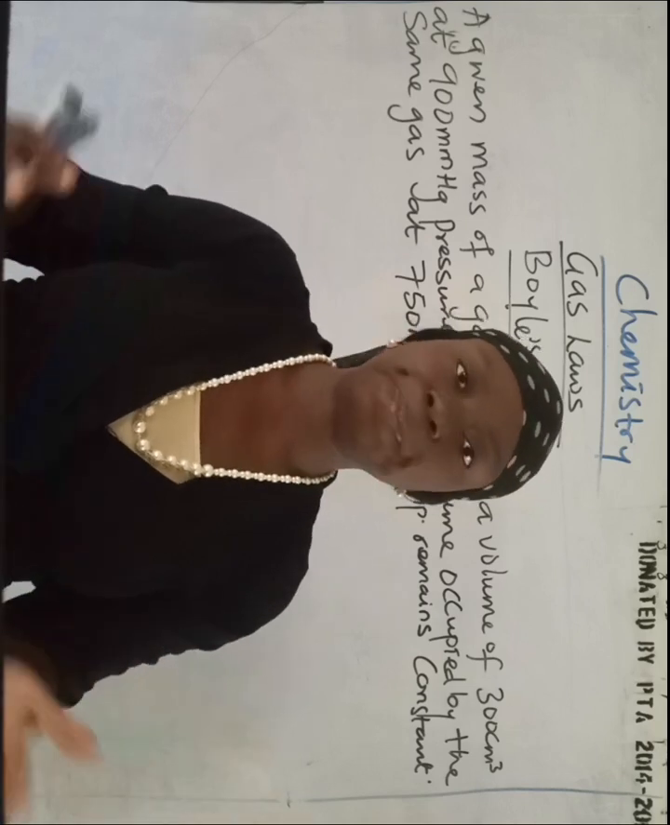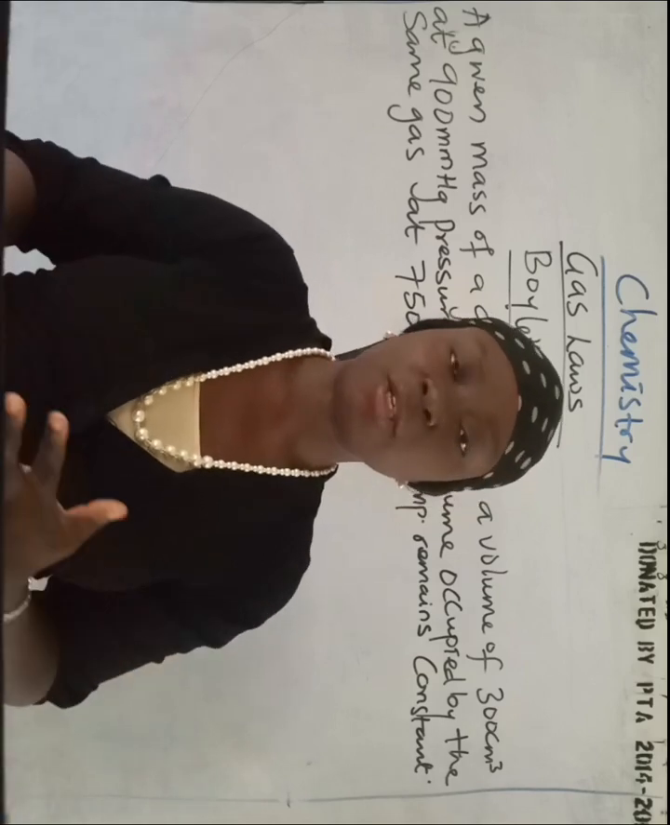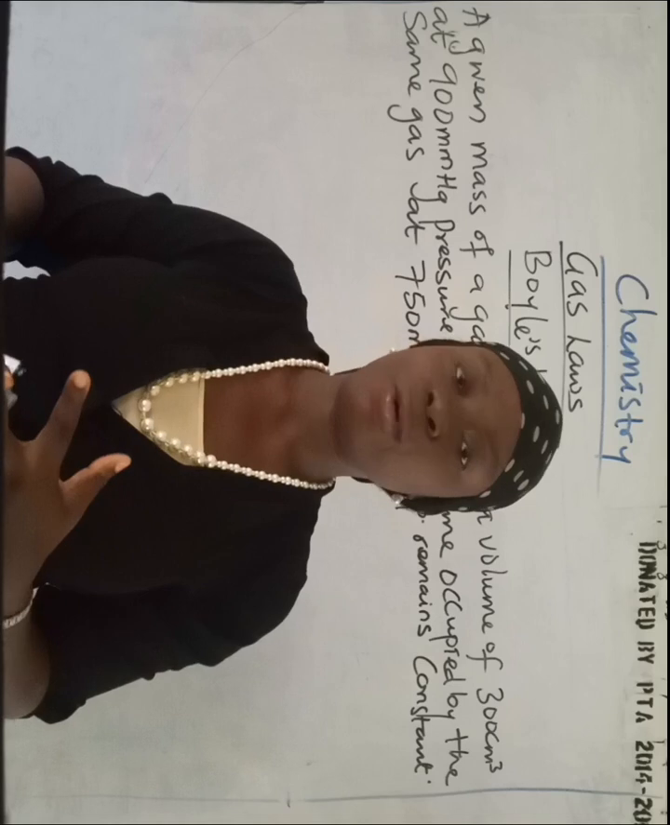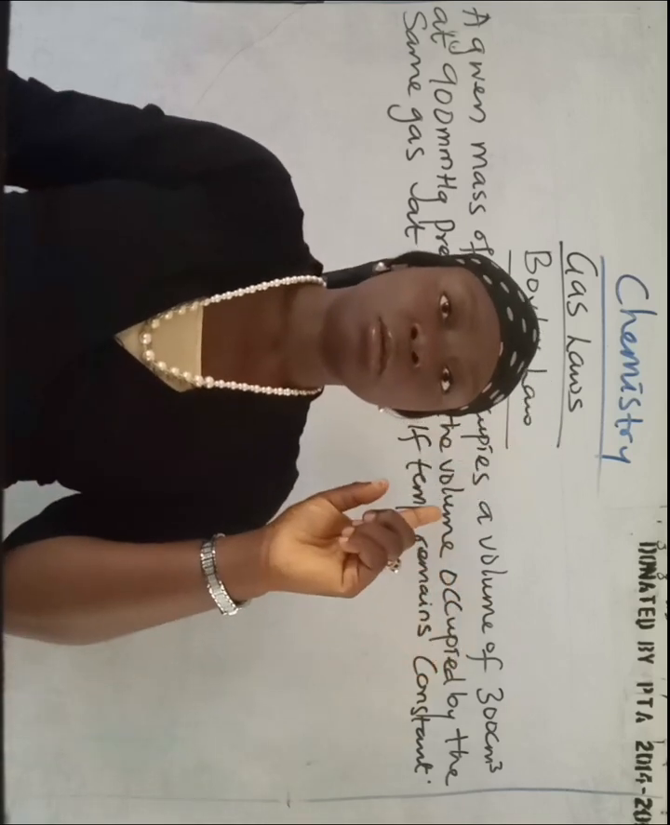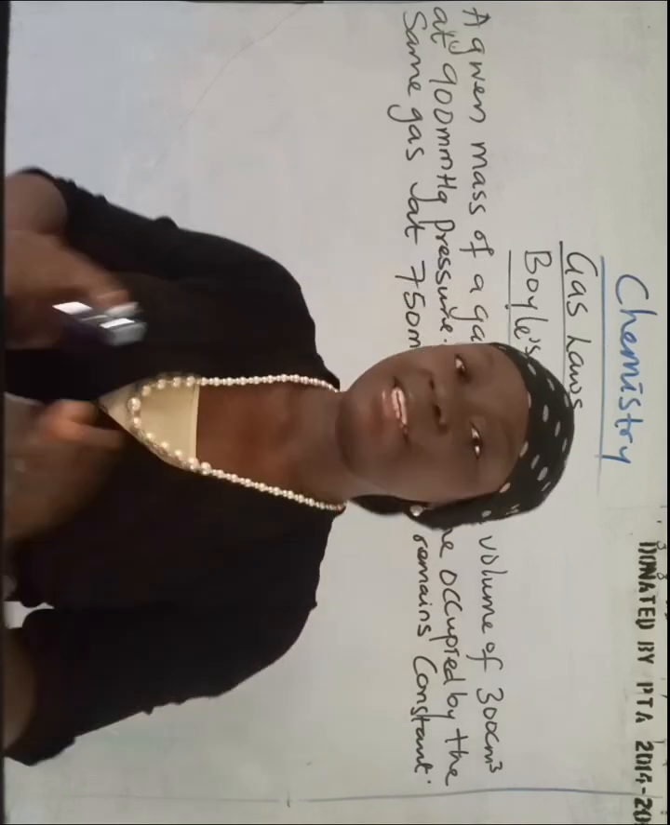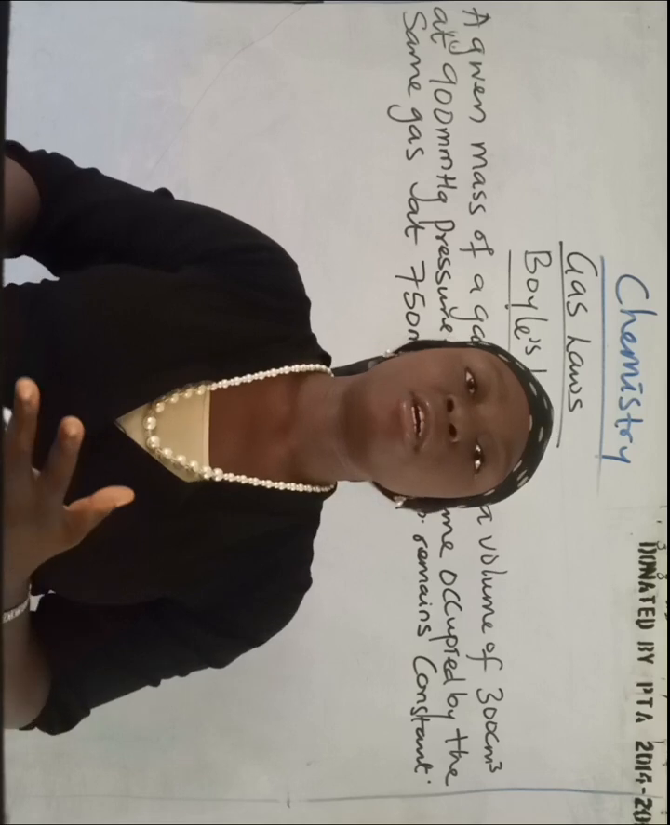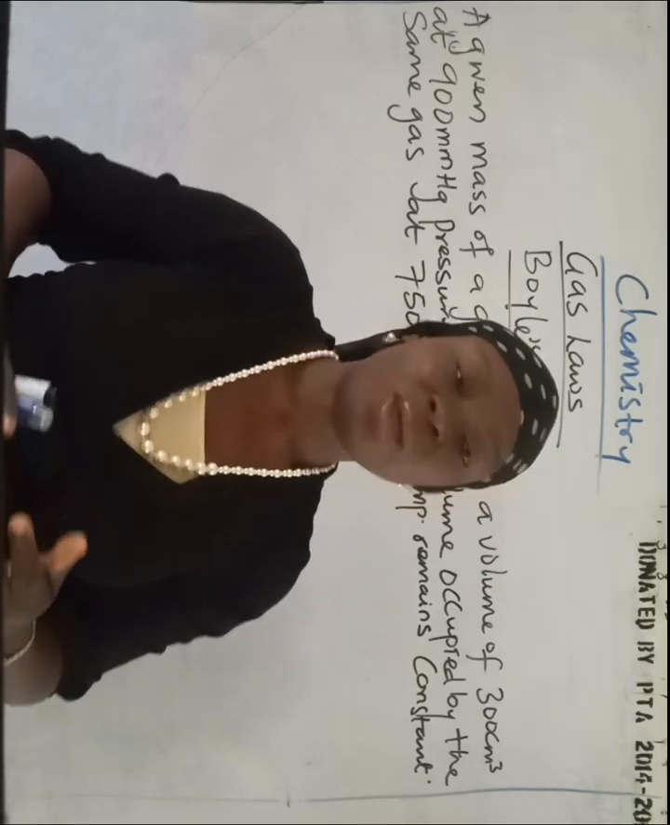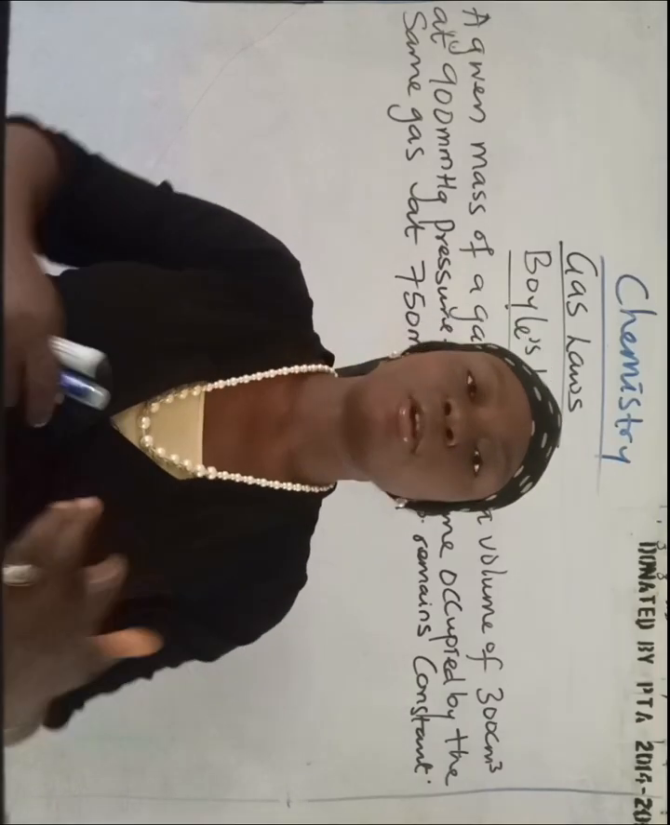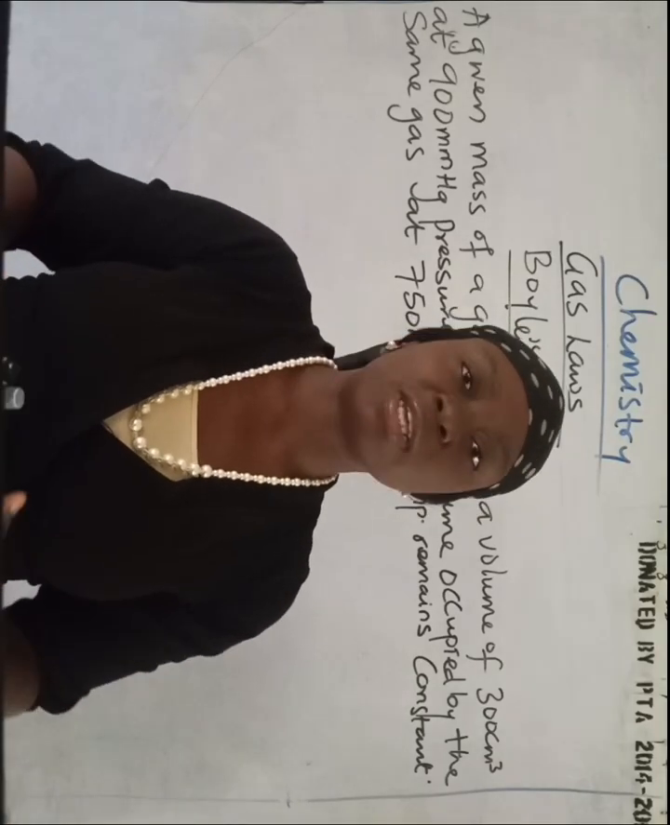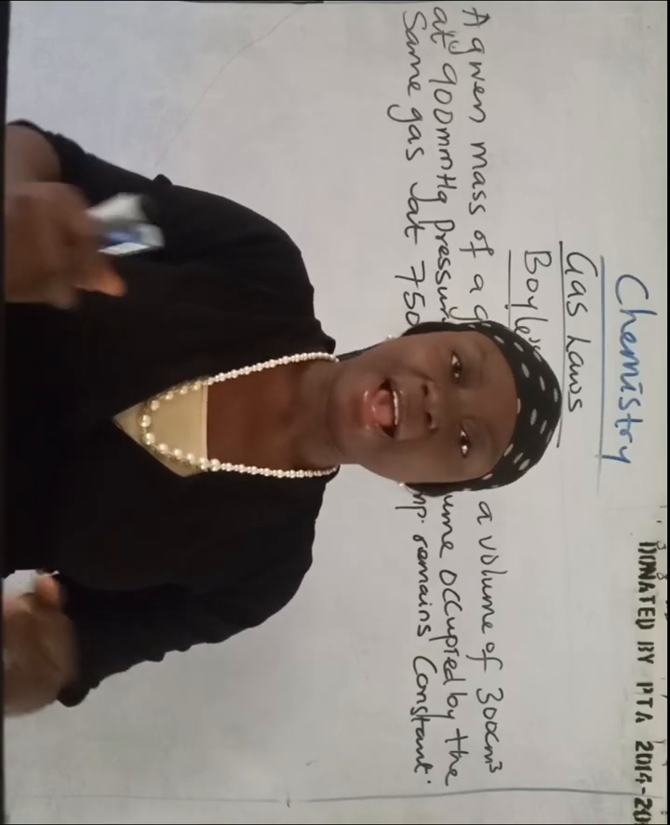We have about 6 gas laws. We have Boyle's law, Charles' law, and the general gas law, which is a combination of Boyle's law and Charles' law. We have the ideal gas law, the ideal gas formula, Dalton's law of partial pressure, Avogadro's law, Gay-Lussac's law of combining volume, and Graham's law of diffusion. So we have about 6 to 7 of them, and they all have calculations, and so we are going to take them one after the other.